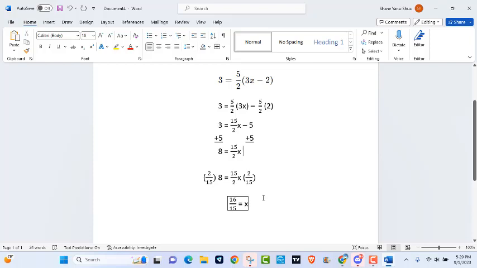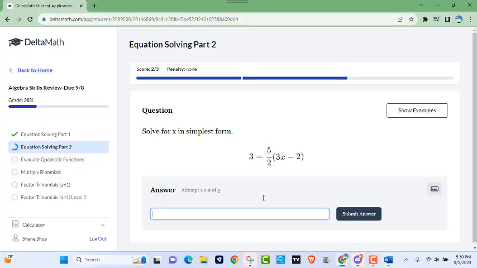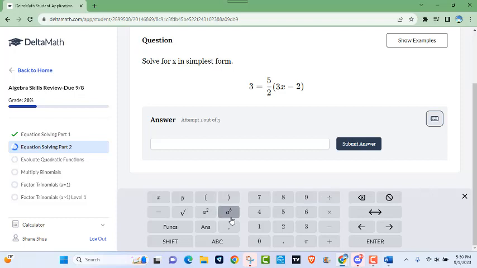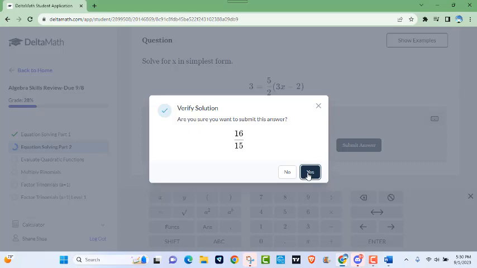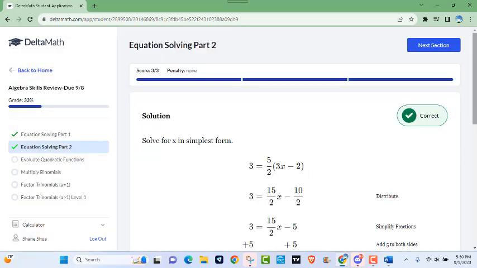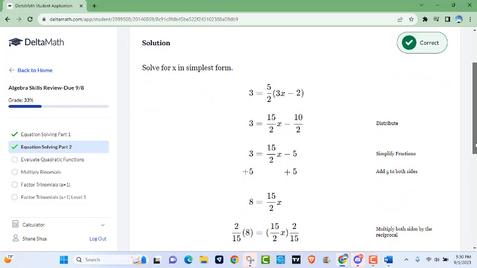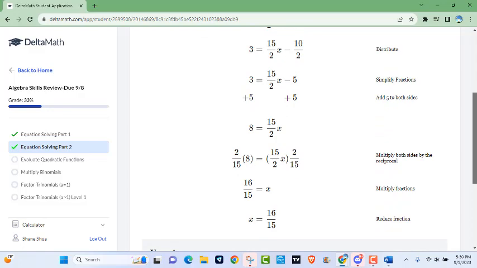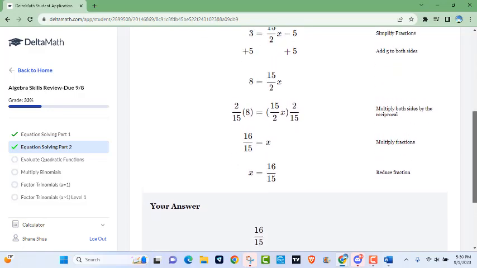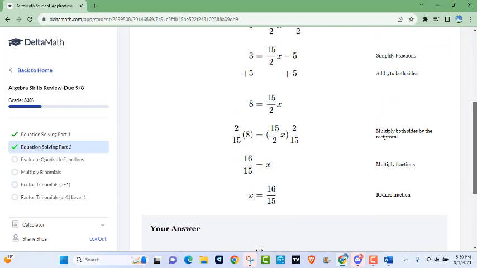So that's the answer I'm going to place in DeltaMath. Let's see if it likes my answer. So, let's see. I'm going to do 16 divided by 15. Submit. You want to submit that answer? Yes. And it says it's correct. Oh, wow. I didn't even know DeltaMath was doing the exact same thing I was doing. And yep, there it is. So DeltaMath got the exact same thing I got.